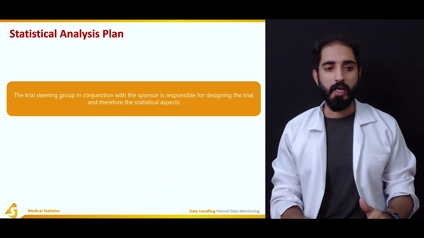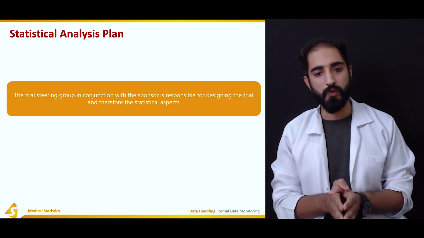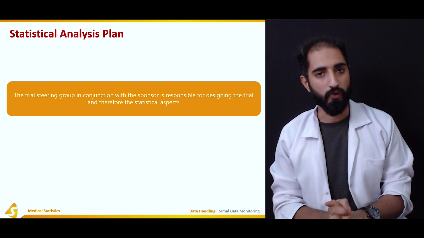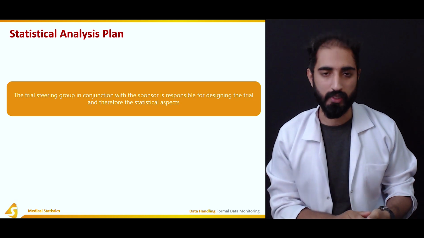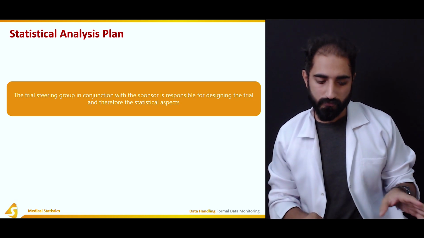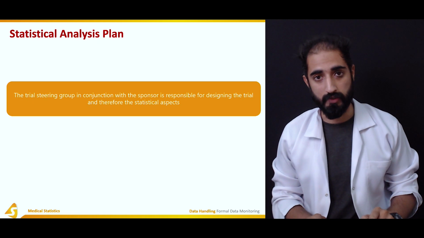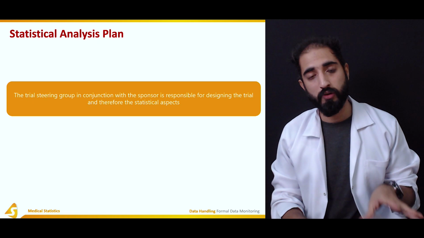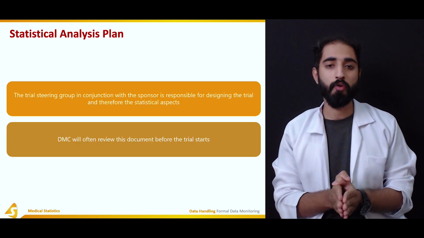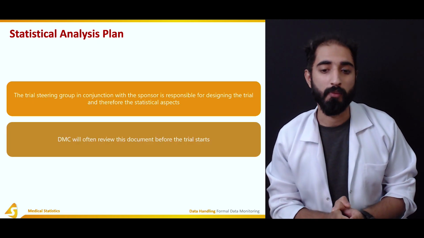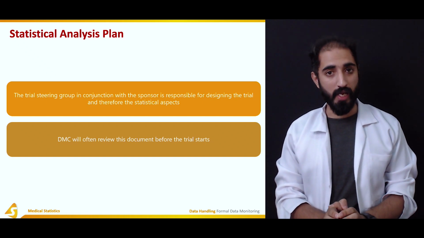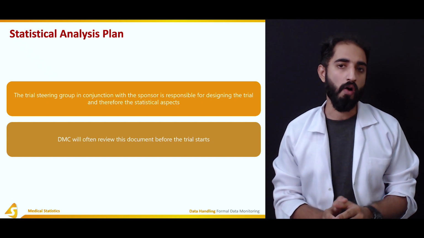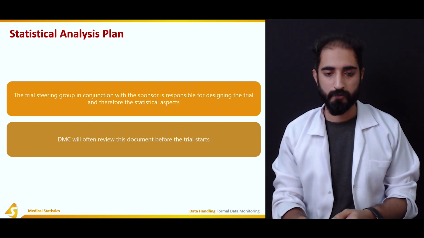Now, statistical analysis plan. The trial steering group, in conjunction with the sponsor of the trial, is responsible for designing the trial, and therefore the statistical aspects, such as what would be the key outcome variables and which type of test and analysis they are going to perform on that data. But it is also very important that the data monitoring committee will often review the document before the trial starts and may give their suggestions regarding how to improve the statistical analysis of that given research.